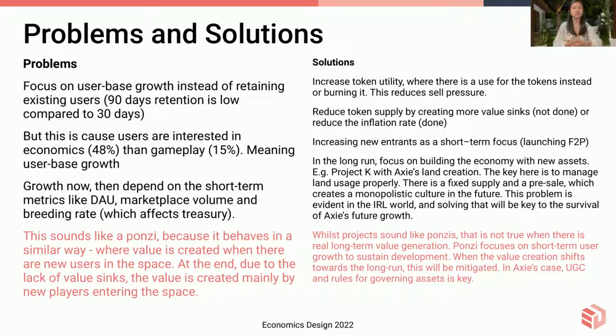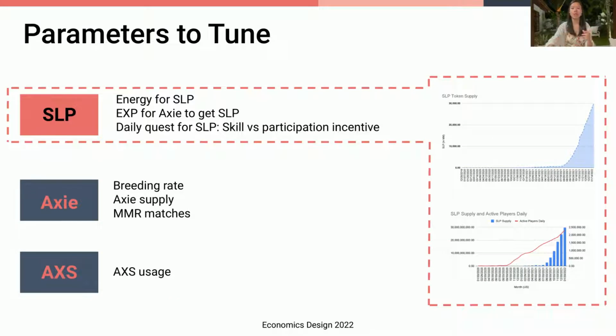So what are the solutions? Increase token utility, reduce token supply, focus on new entrants, focus on long-term value creation. Projects sound like Ponzi scams, but if they are generating value in the long run, then that's not true. Ponzi focuses on short-term user growth to sustain development, whereas if we shift towards value creation in the long run, this will be mitigated. And in Axie's case, there is hope in the UGC, the breeding part, the UGC as in land, as well as the rules for governing these assets. That will be key. Maintaining and managing that will be key.